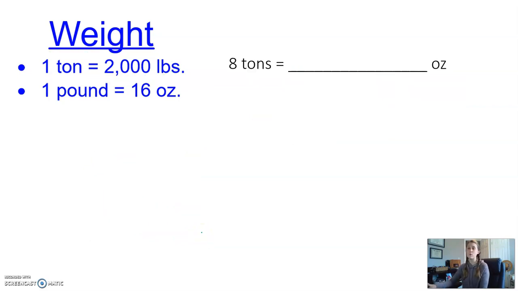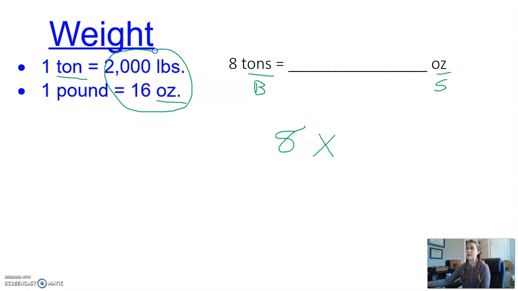All right, I think we have one more. We're going from 8 tons. How many ounces? We're going from tons to ounces. That's big to small. Multiply them all. We're going to take 8 and multiply it, but what are we going to multiply by? Here's my tons and here's my ounces. I don't have a conversion to tell me how many ounces are in a ton. So I'm going to have to figure that out by using these values here.